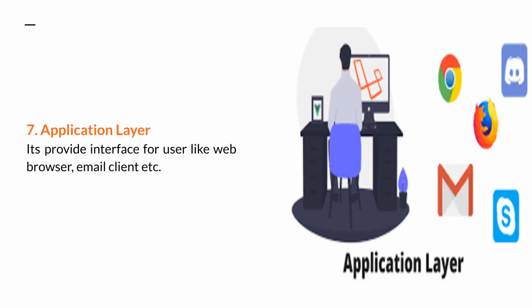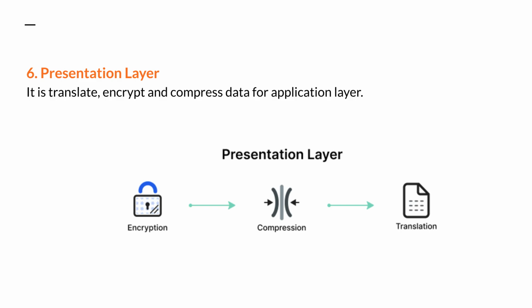Layer 7 is the application layer. It provides the interface for users, such as web browsers and email clients. Layer 6 is the presentation layer. This layer translates, encrypts, and compresses data for the application layer.